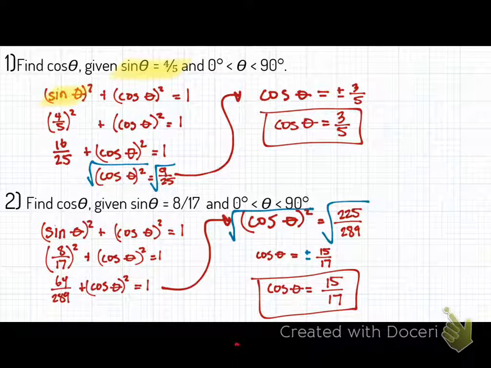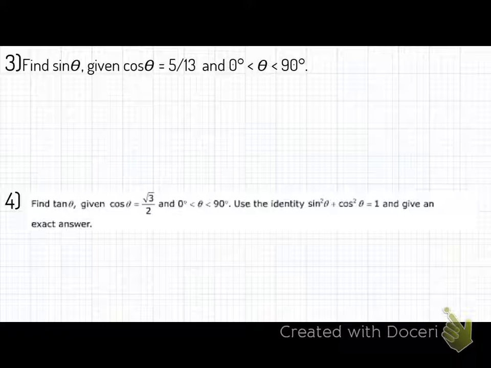So number 3, right? Find the sine of theta, okay? So numbers 1 and 2 was cosine, right? Cool, so let's start this off. So we want to find the sine of theta, given cosine of theta is equal to 5/13.